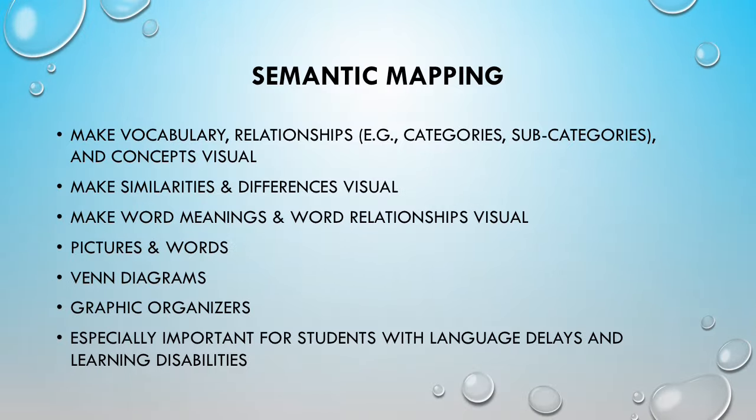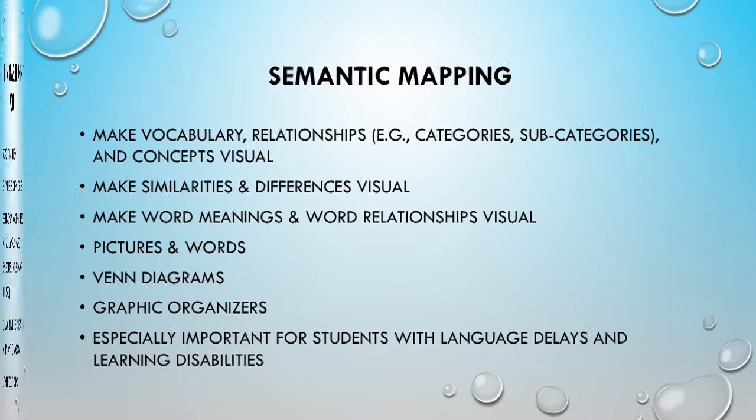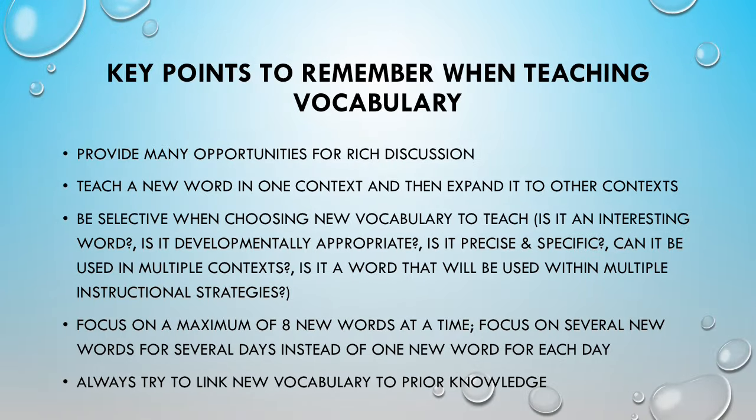Okay, semantic mapping, this is making things explicit, making things visual. So you're organizing the information for the student. So pictures, words, Venn diagrams. Okay, key points to remember, lots of opportunities. Students require lots of opportunities for rich discussion. And you also want to teach words within context and then expand it as quickly as you can to other contexts.